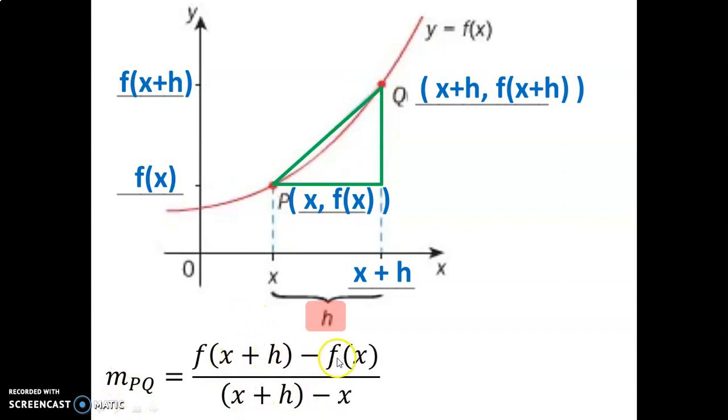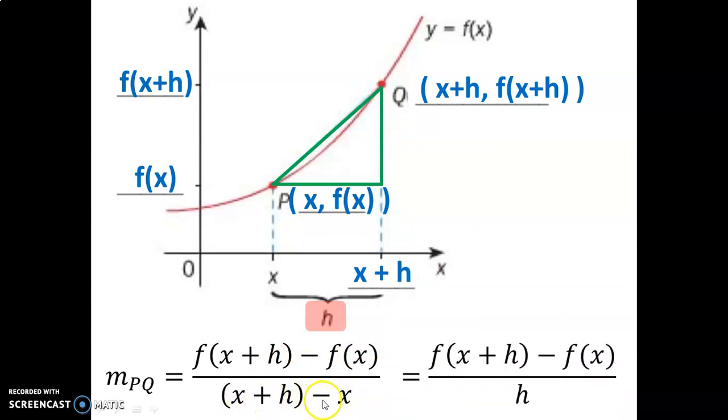We have y2 minus y1. Here's y2, here's y1. You subtract those to get this rise number. And on the bottom we have x2 minus x1. This number minus this number to get the run value. So this is just the slope formula. This can be simplified, however, because we see x plus h minus x. So the two x's on the bottom can cancel and we're left with just h.